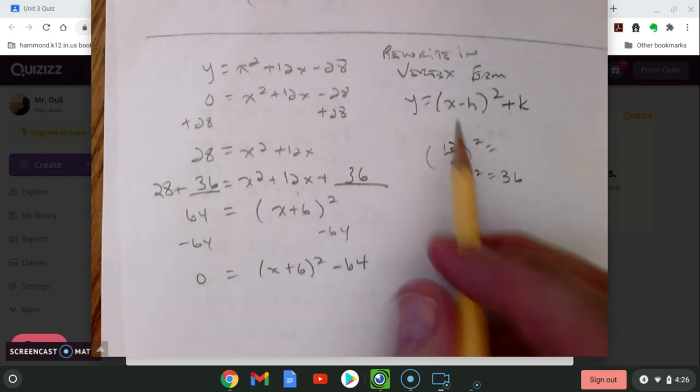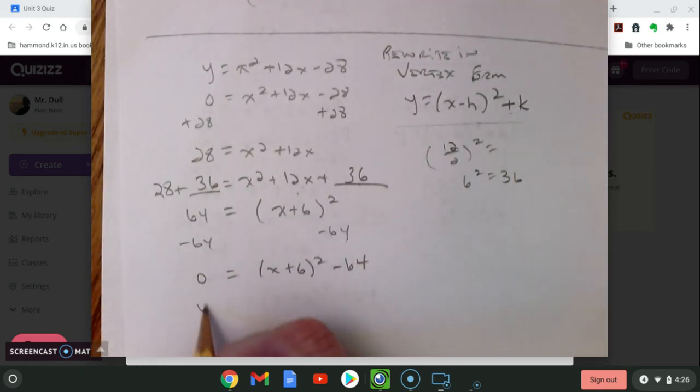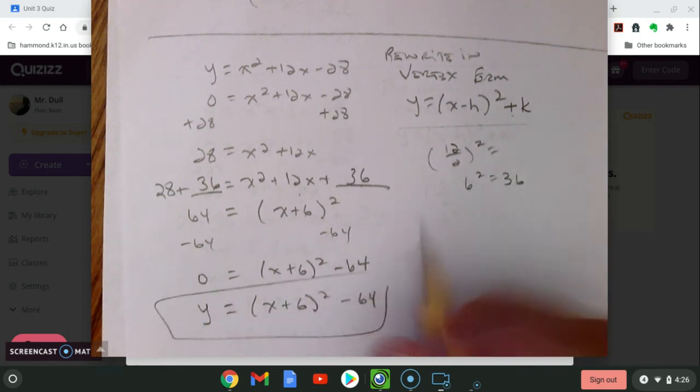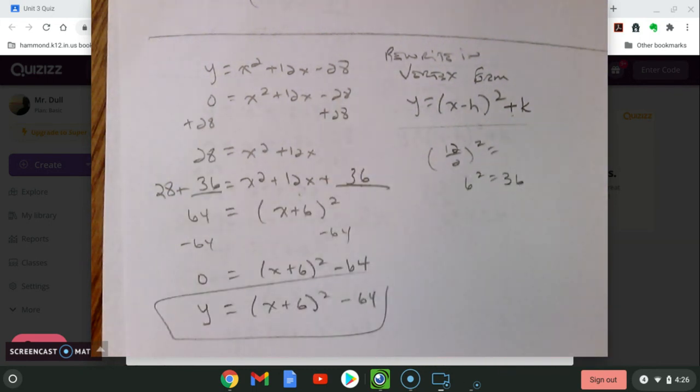And then we want to write this as a function. So let's write y equals x plus 6 quantity squared minus 64. So we just took a standard form equation and rewrote it in vertex form. We're able to identify the vertex of the graph of this parabola. So that's just a real quick rundown on completing the square and converting from standard form to vertex form. Both of those are the main skills from section 4.6.